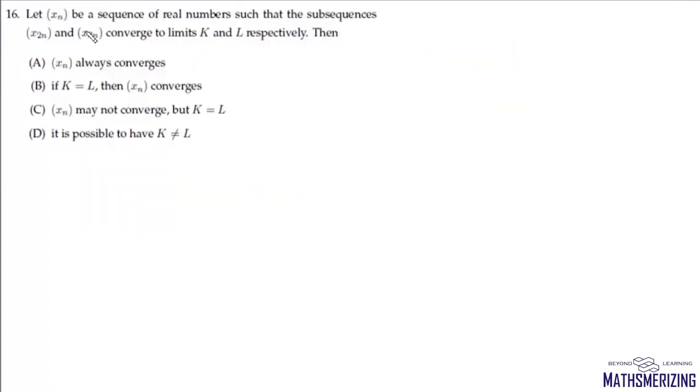Now here the question is, let xn be a sequence of real numbers such that the sequence x2n and x3n, they converge to limits k and l, then which of the following option is or are correct? Now we consider any subsequence x6n. Now the sequence x6n, we can write this as x of 2 into 3n. So it is a subsequence of x2n. That means limiting value of the sequence will be simply k.